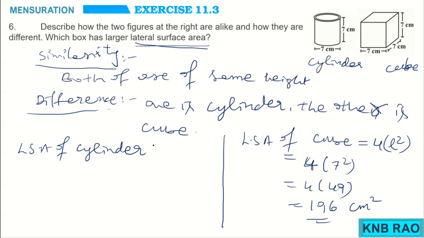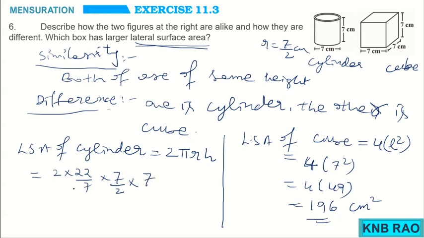Now, what is LSA of the cylinder, or CSA as normally called? 2 pi r h. So 2 into 22 by 7 into 7 centimeter. No, it is not 7 centimeter. Here r is 7 by 2 centimeters, because the diameter is 7. So 7 by 2 centimeters into height, which is again 7 centimeters. Now this 7 cancels with this 7, and this 2 cancels with this 2. Now we are left with the product as 22 sevens. 22 sevens is 154 centimeter square.